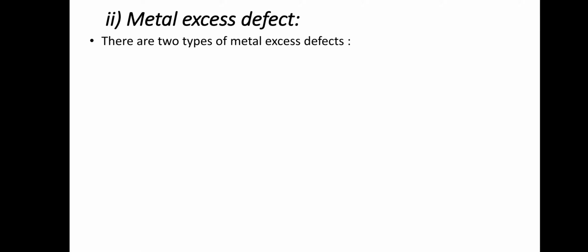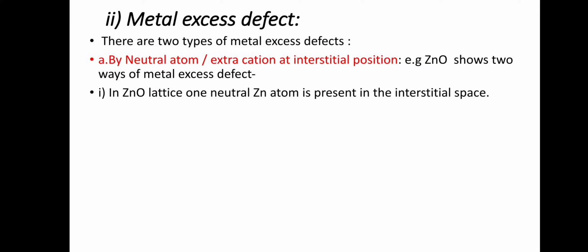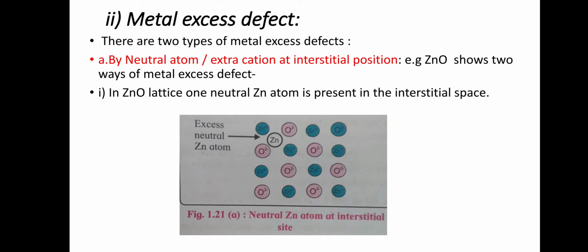Now let us see metal excess defect. There are two types of metal excess defect: by a neutral atom or by an extra cation at the interstitial position. For example, zinc oxide shows two ways for the metal excess defect. In the zinc oxide lattice, a neutral zinc atom is present in the interstitial site. As you can see in the diagram, the zinc atom goes into the interstitial space. Now how exactly does this zinc atom go into the interstitial space?